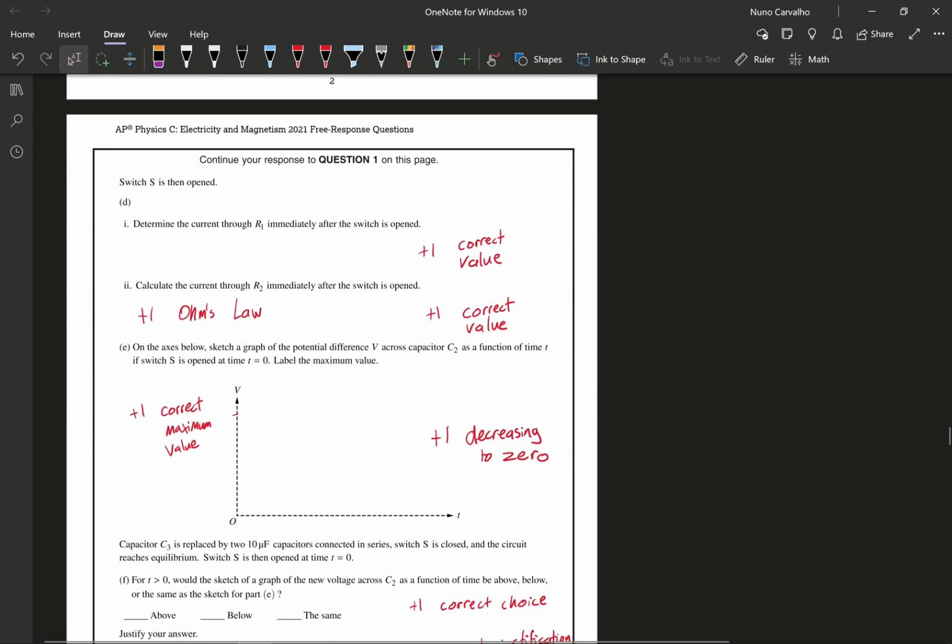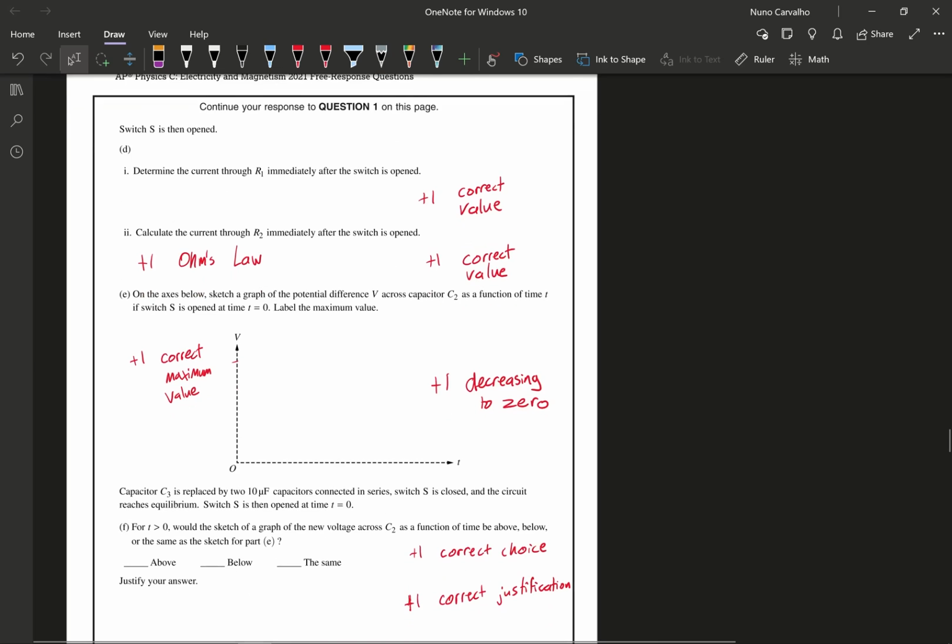There's only going to be really 1 point for the correct value. But then for part two, it's a little bit more involved. I think, again, you get a point for showing Ohm's law, but then you are also going to get a point for the correct value for this final answer.